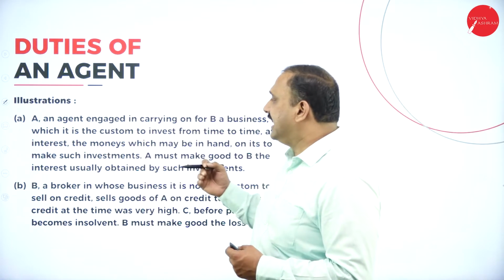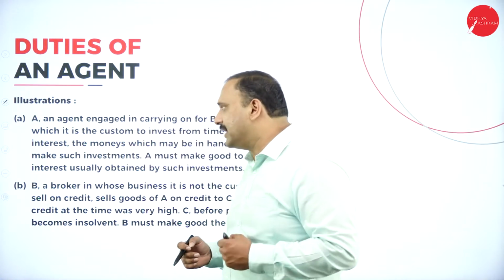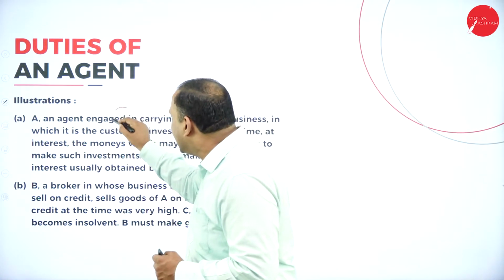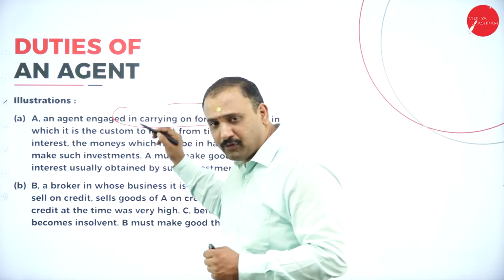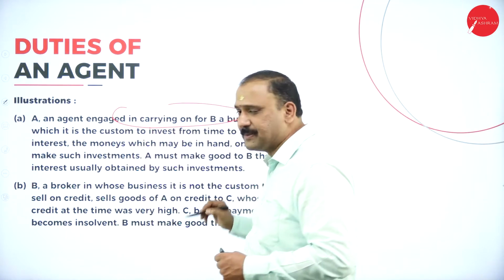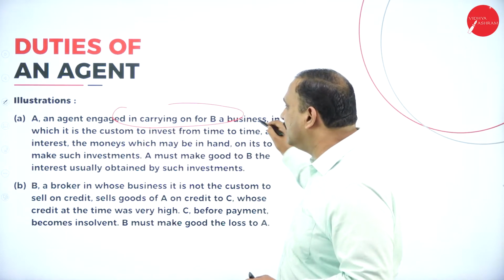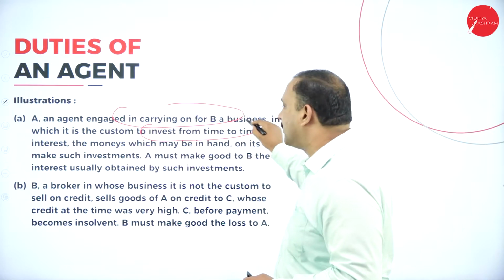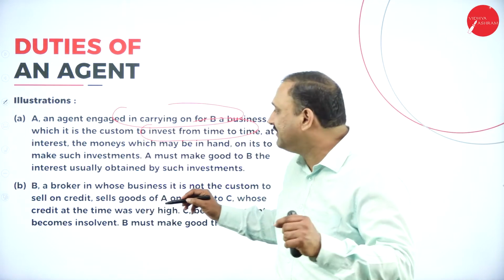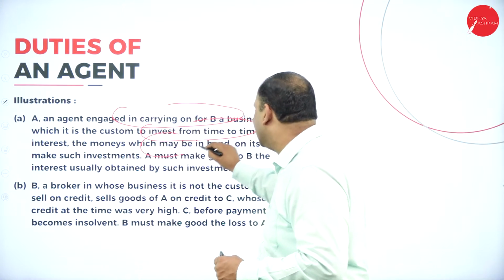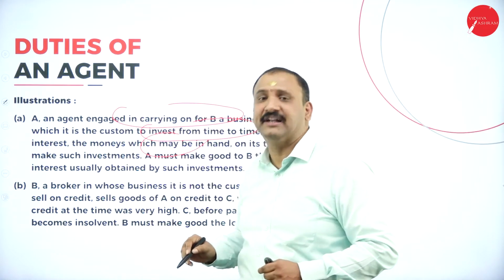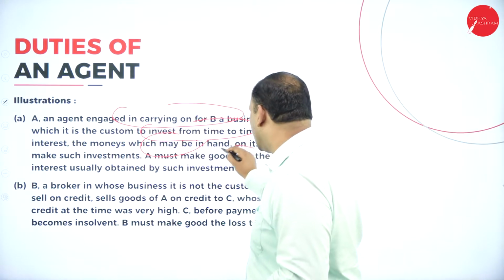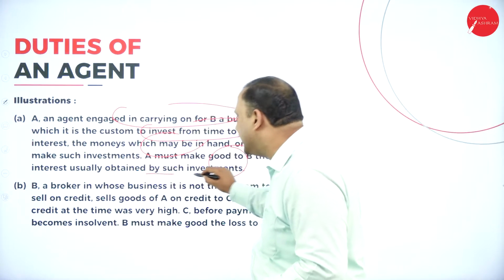Followed by the illustration here. Let us look into an example. A is an agent engaged in carrying on business for B. So A is the agent, B is the principal here, in which it is a custom to invest from time to time the money which might be in hand, and A must make good to B the interest usually obtained by such investment.